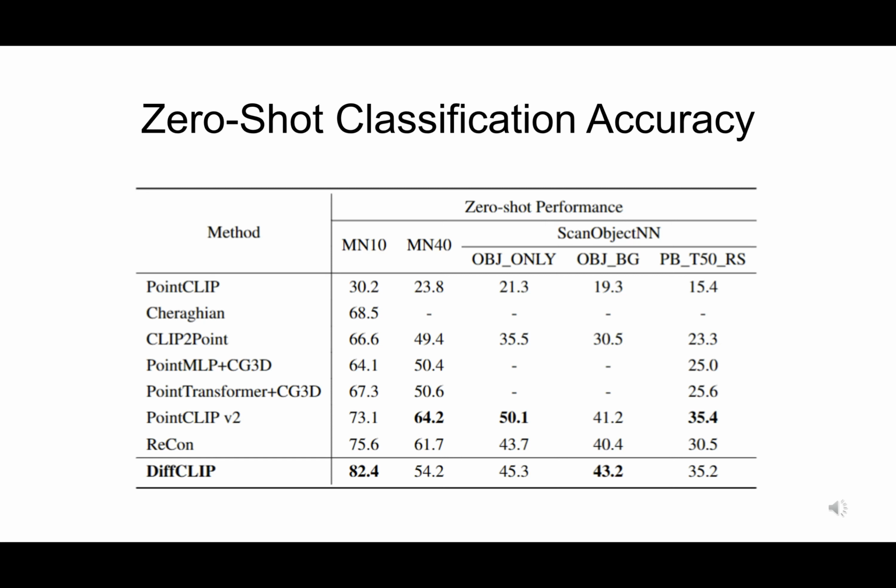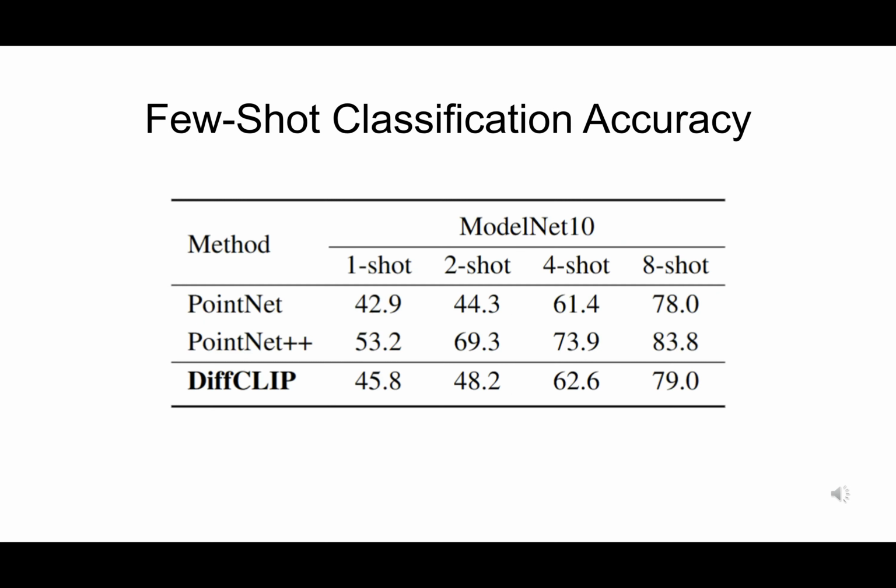state-of-the-art performance. In this table, we show the few-shot classification accuracy of DiffCLIP on ModelNet10 with different shot numbers. We compare the few-shot classification performance of DiffCLIP to PointNet and PointNet++ in terms of k-shot classification accuracy. As we can see, DiffCLIP surpasses PointNet in performance and approximately approaches PointNet++. It reaches an accuracy of 79% under 8-shot training.